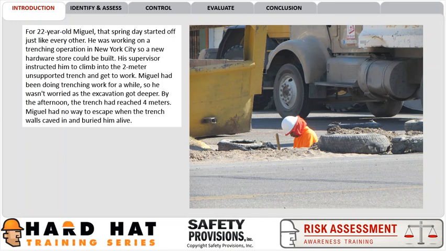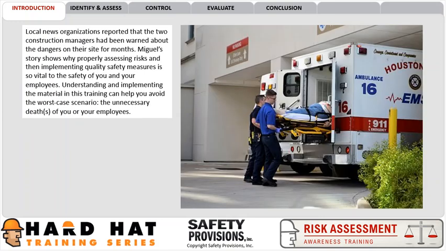Miguel had been doing trenching work for a while, so he wasn't worried as the excavation got deeper. By the afternoon, the trench had reached 4 meters. Miguel had no way to escape when the trench walls caved in and buried him alive. Local news organizations reported that the two construction managers had been warned about the dangers on their site for months.